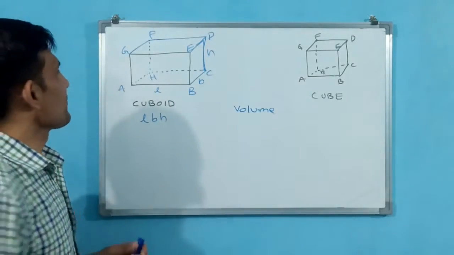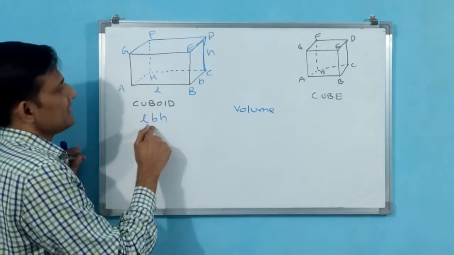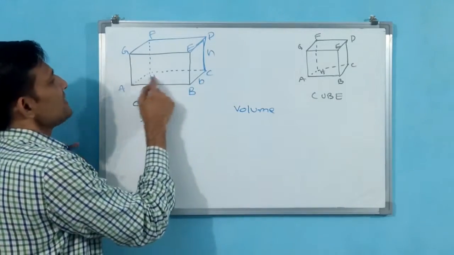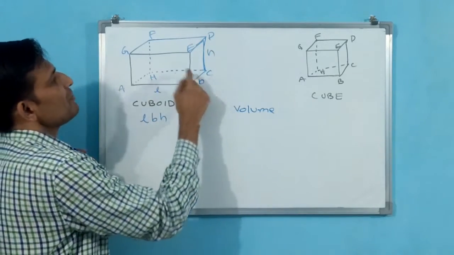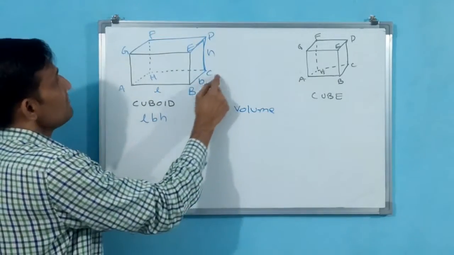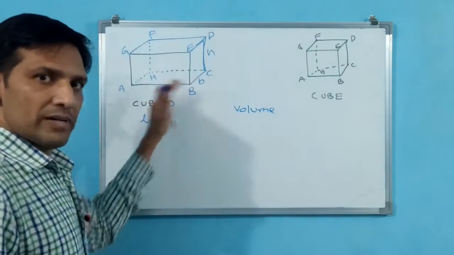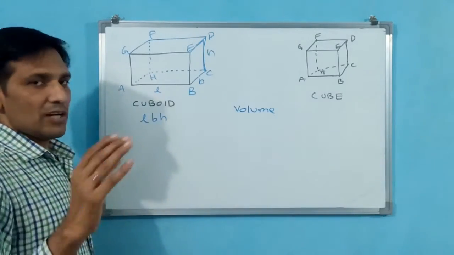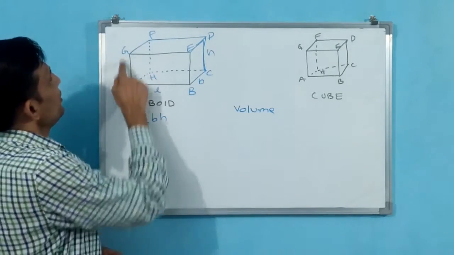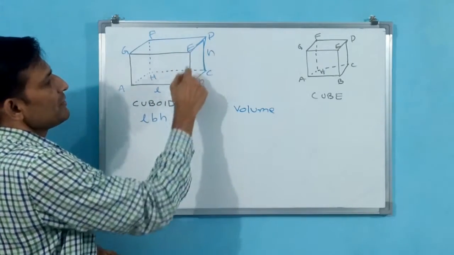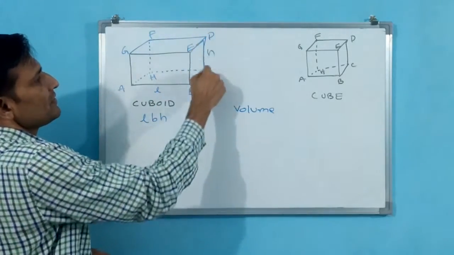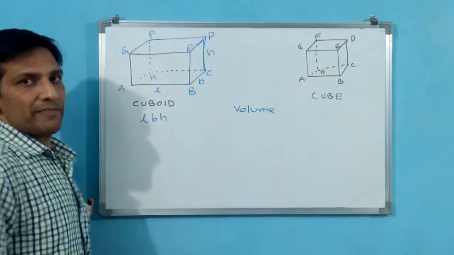Okay, length. Now you come to breadth. BC will be the same as AH. BC will be the same as ED. BC will be the same as GF. All the dimensions are equal. Now come to height. AG will be equal to BE. BE will be equal to CD. CD will be equal to HF.